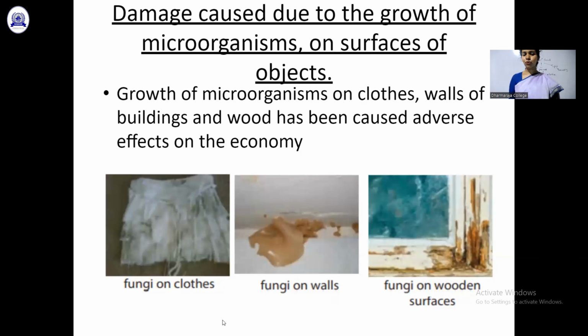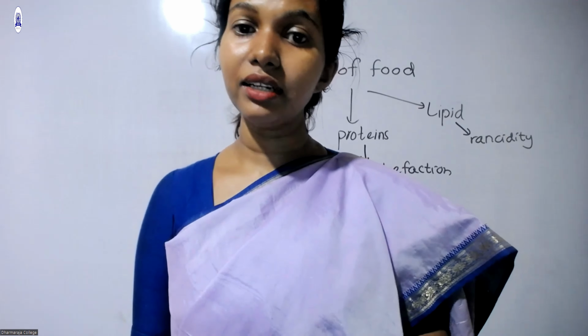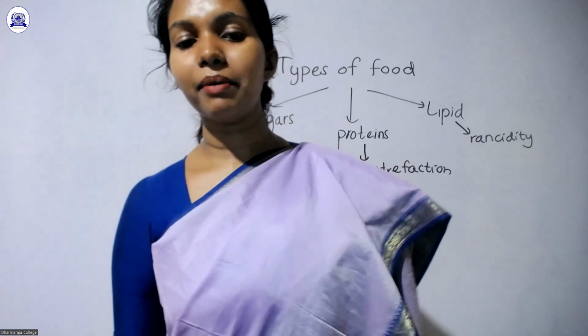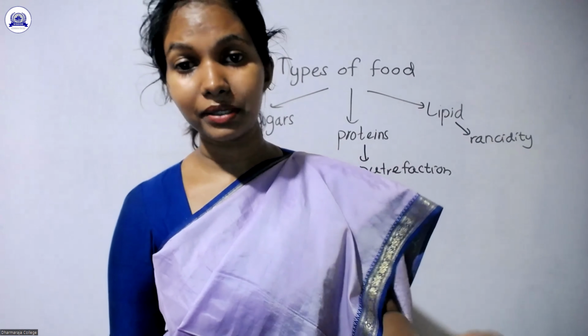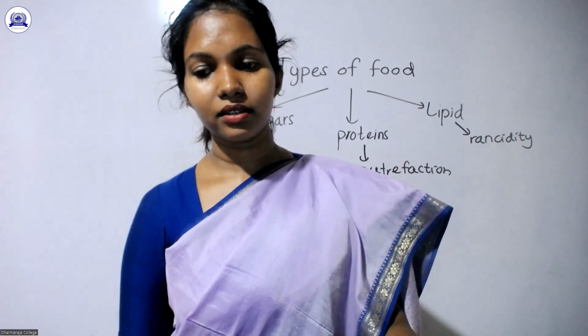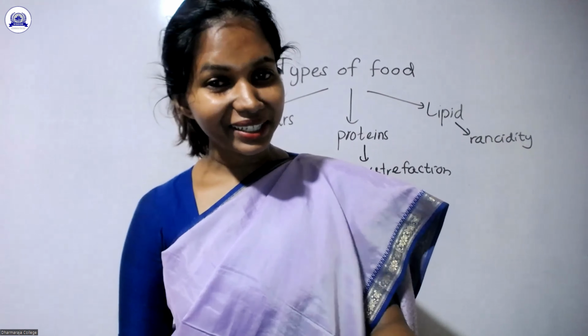Then comes the damage caused by microorganisms on other surfaces. They can grow on wood, our clothes, and walls of buildings, damaging properties. This often affects us economically as they cause a lot of damage to our very expensive properties. Okay. So that's the end of the lesson.